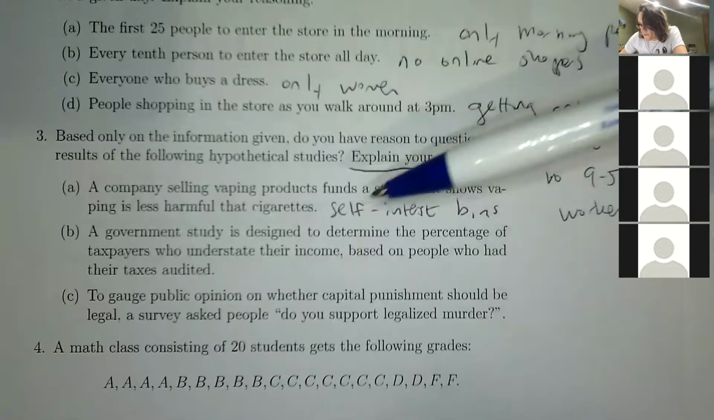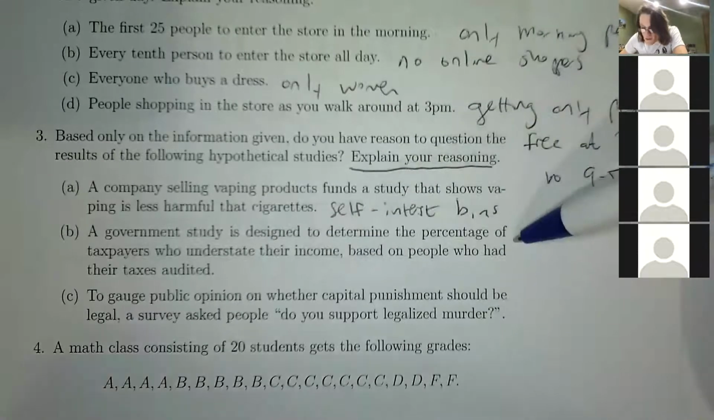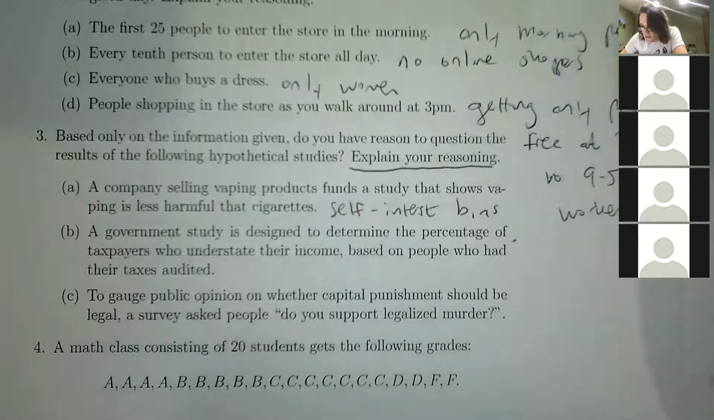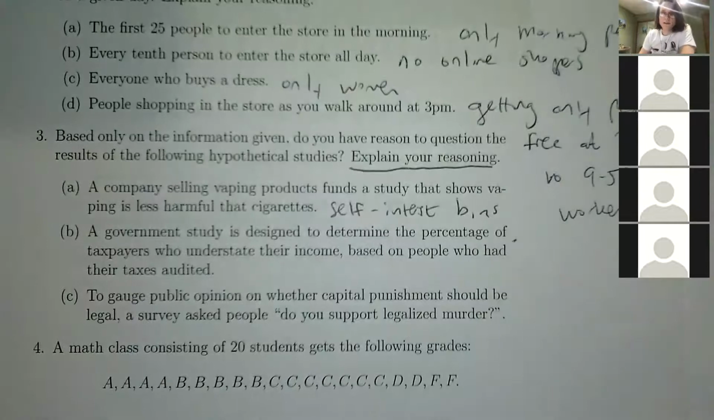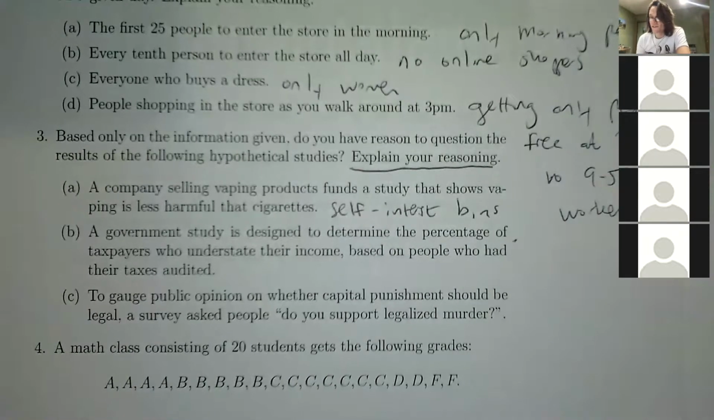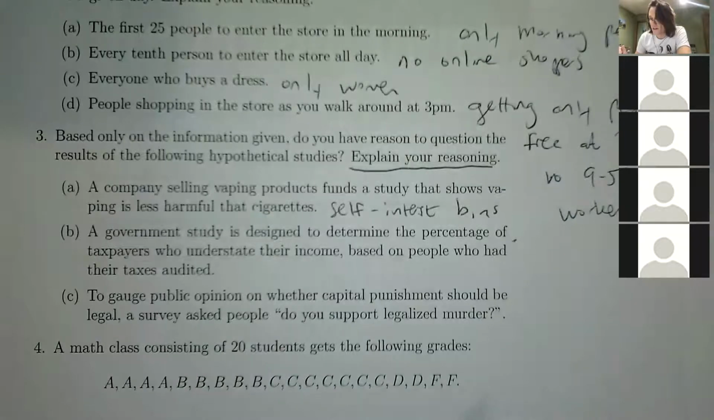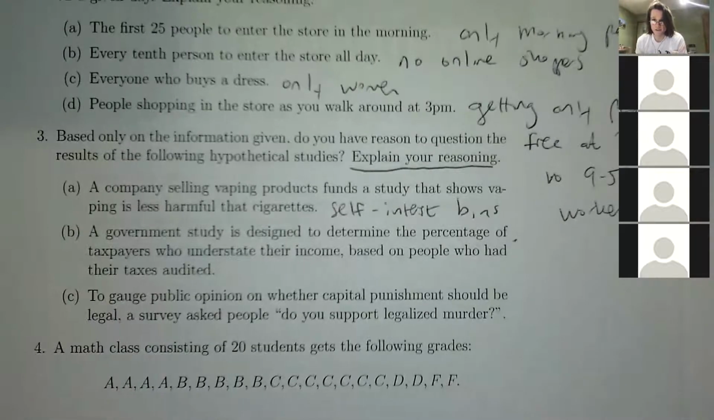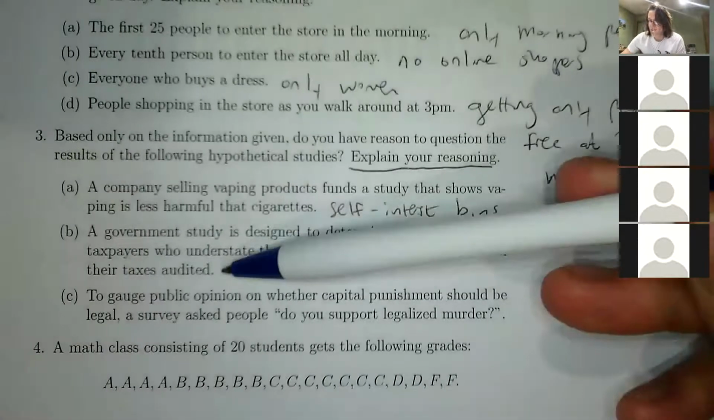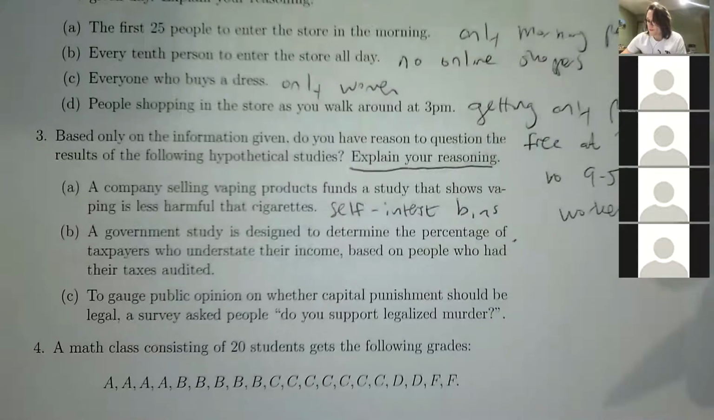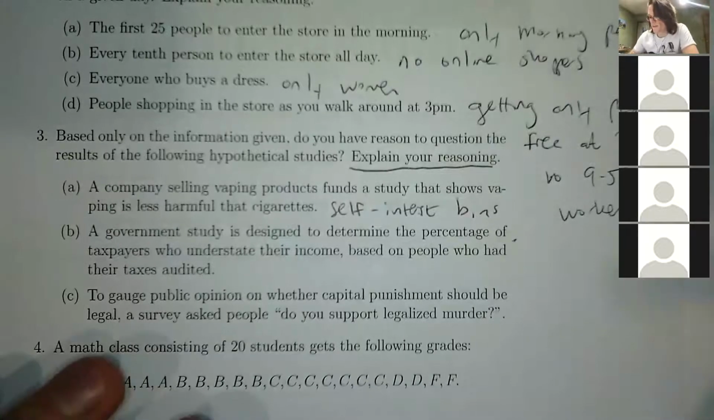All right. A government study is designed to determine the percentage of taxpayers who understate their income based on people who had their taxes audited. I mean, what about the people that don't have their taxes audited? Exactly. So this is a type of sampling bias because your sample is people who had their taxes audited. So their taxes are going to be more messed up than the people who didn't. If you don't have your taxes audited, your taxes are probably generally okay. But if you had them audited, there's a good chance that something's off. Although apparently sometimes they do it randomly, I don't really know. But yeah, it's sampling bias.